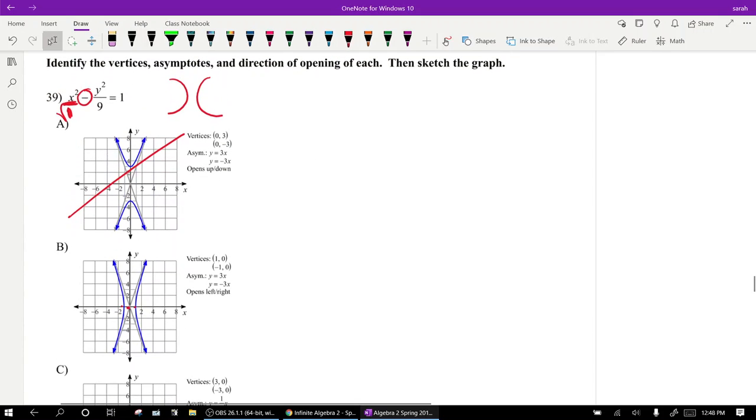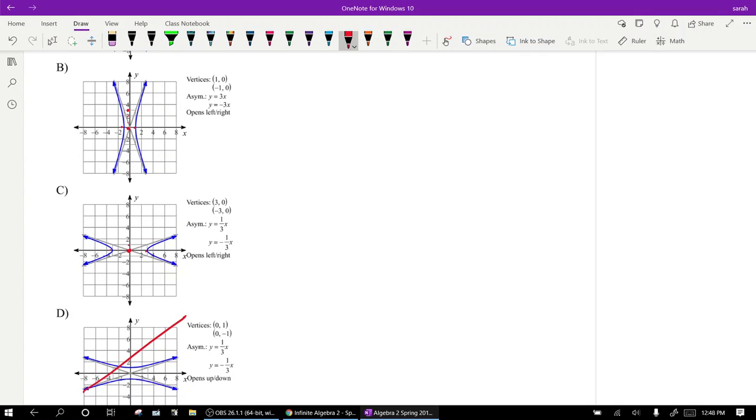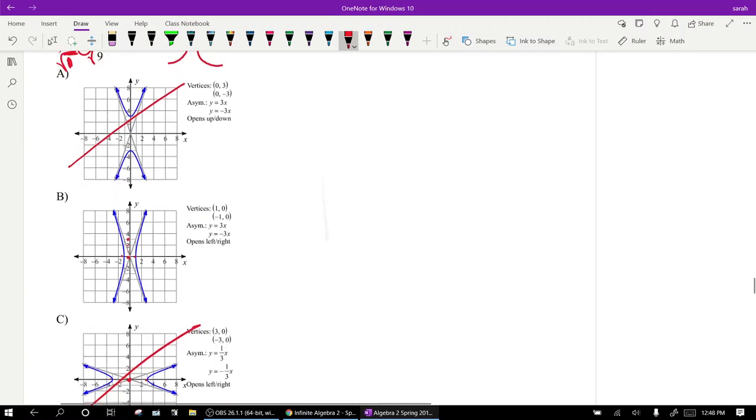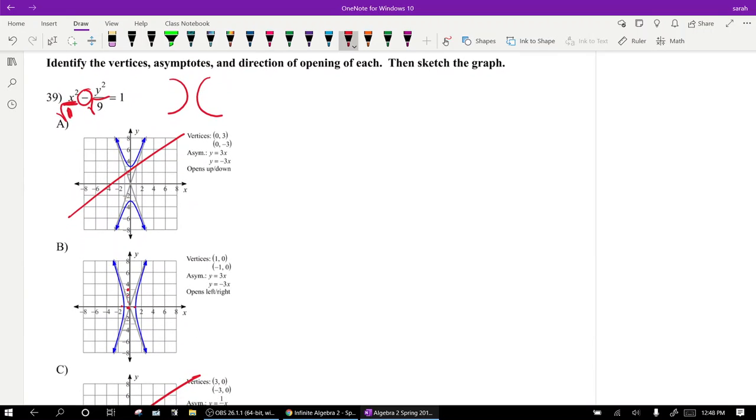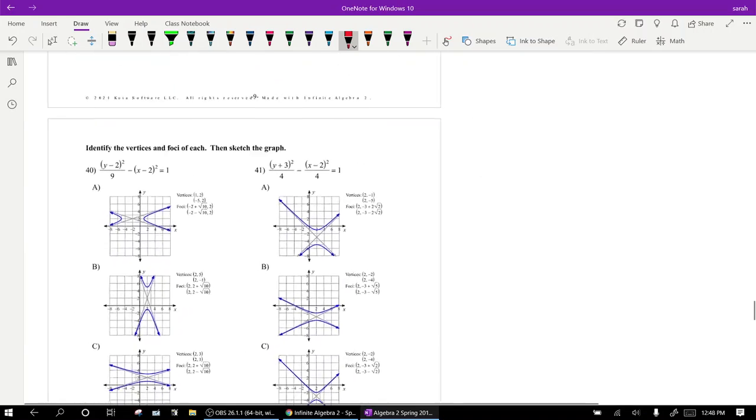Let's just check one more time. In the Y direction, I'm going to go 3. 1, 2, 3. Yep, that works. And in the Y direction here, I only went 1, so it can't be C. So my answer for 39 has to be A. Oh, sorry, not A, B. I'd already eliminated A.